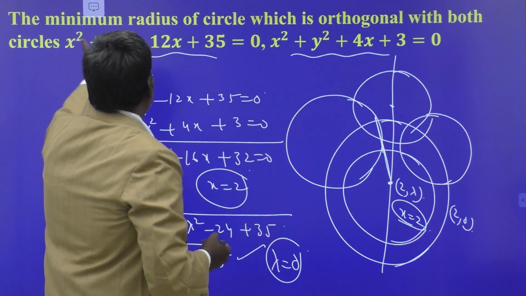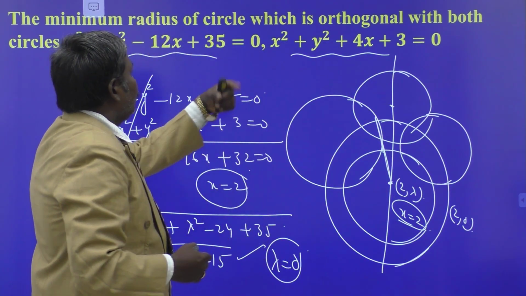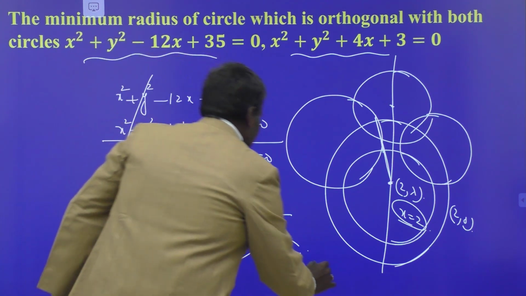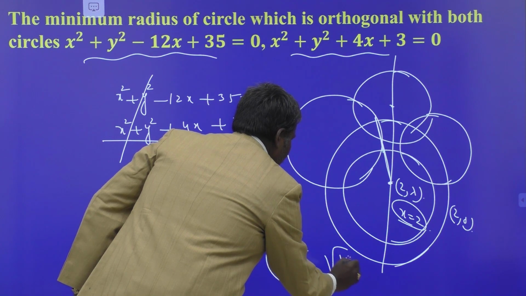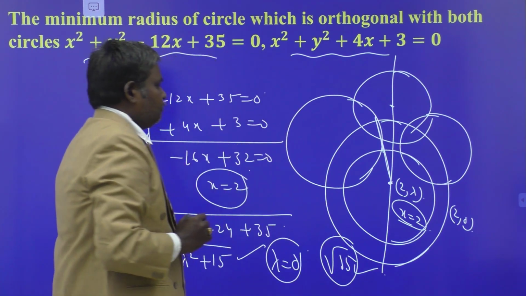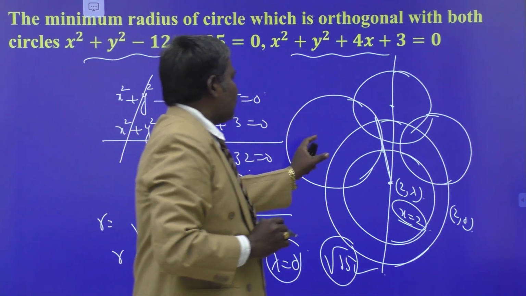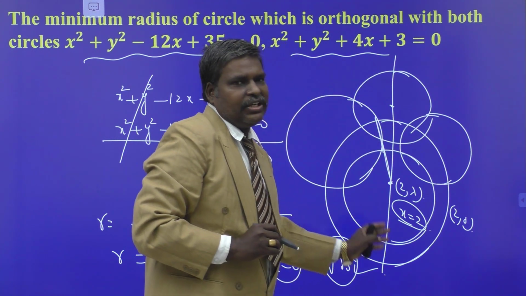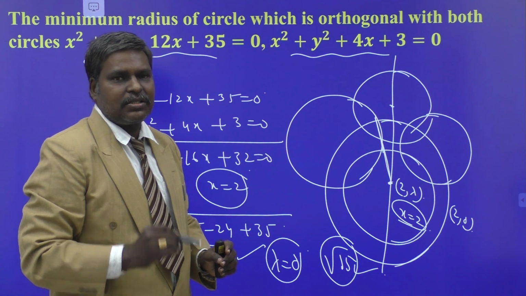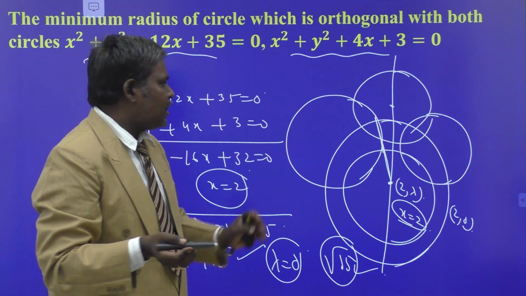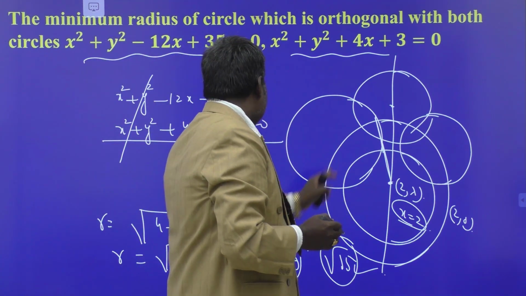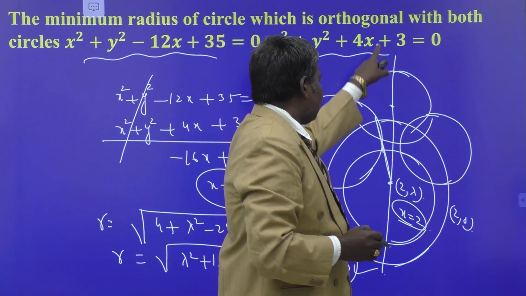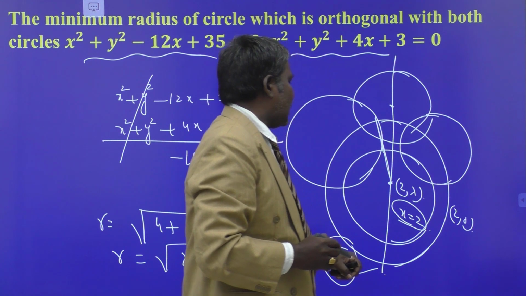So what they are asking is the minimum radius of the circle which is orthogonal to both circles. For lambda equal to 0, what does the radius become? Your radius is root of 15. So the only concept is: the locus of the center of a circle cutting the two circles orthogonally is what? The radical axis. So your required center lies on the radical axis. So what is the radical axis here? x equals 2. For x equal to 2, any point on the radical axis is taken as (2, lambda).